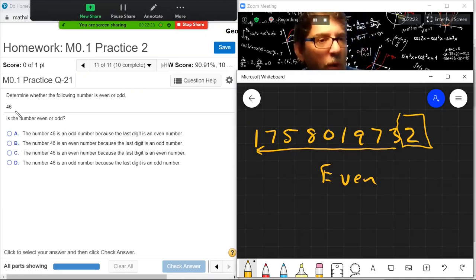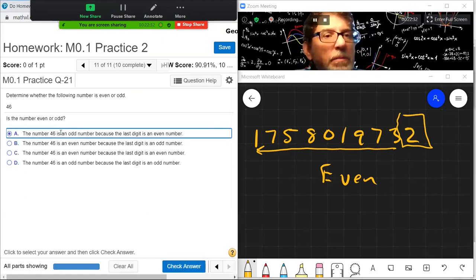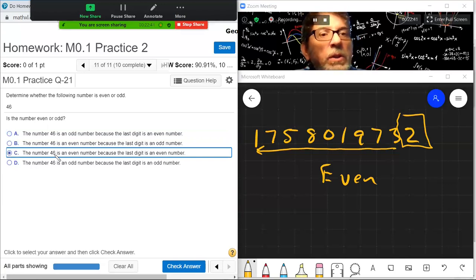So here we have 46, and 6 is even, which makes 46 even. The number 46 is an odd number. Nope, that's not it. The number 46 is an even number because the last digit is an odd number. That makes no sense. The number 46 is an even number because the last digit is an even number. That makes sense. And let's look at the last one just for fun. The number 46 is odd. No, it's not. It's even because 6 is even.